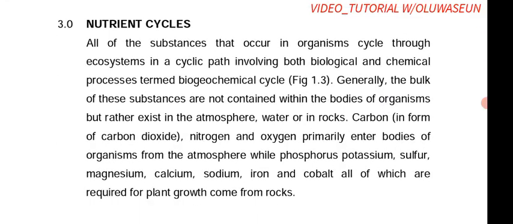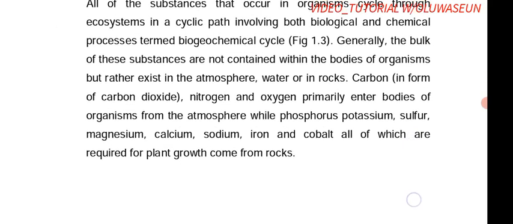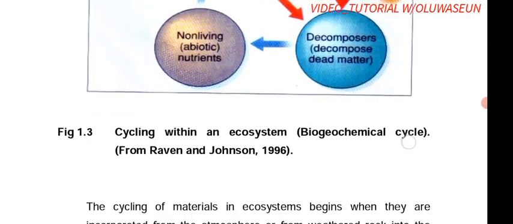So what is nutrient cycle? Nutrient cycle is simply the cyclic motion of chemicals, of nutrients, between or among the biological and chemical components of the environment. This process is termed biogeochemical cycle. I hope you get my definition. If you don't get it, please play back and quickly jot that down, so that I don't waste your time.